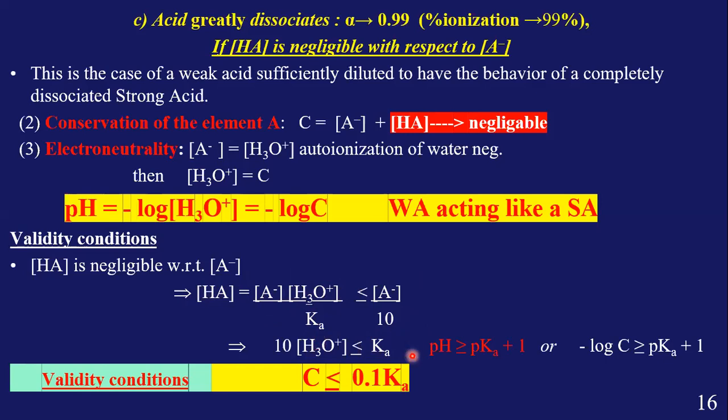Put the H3O plus on one side and take the minus log of both sides. You get that the pH is greater than or equal to pKa plus 1. Or that the minus log C, because the pH is minus log C, is greater than pKa plus 1, and therefore, taking the antilog, the concentration C is less than 0.1 Ka.